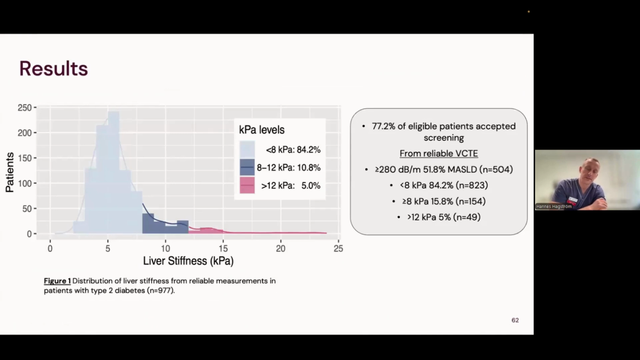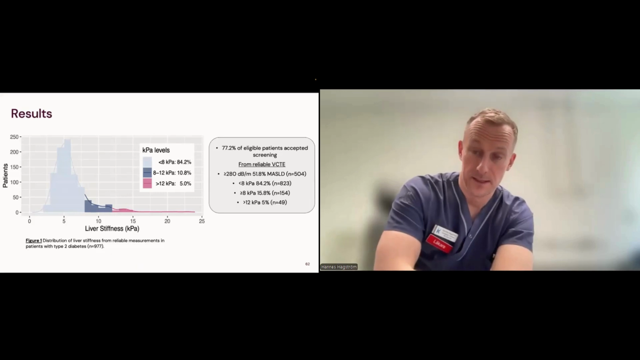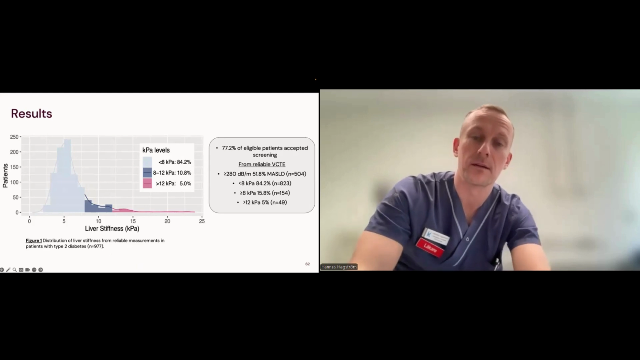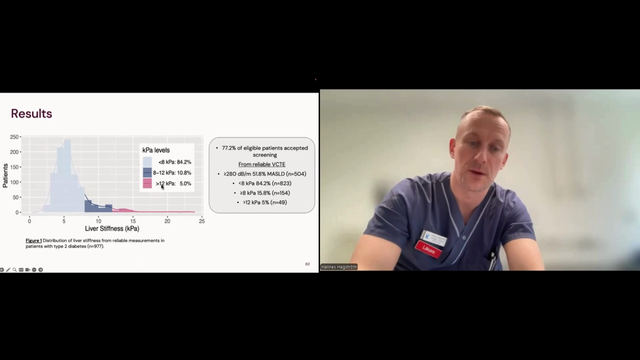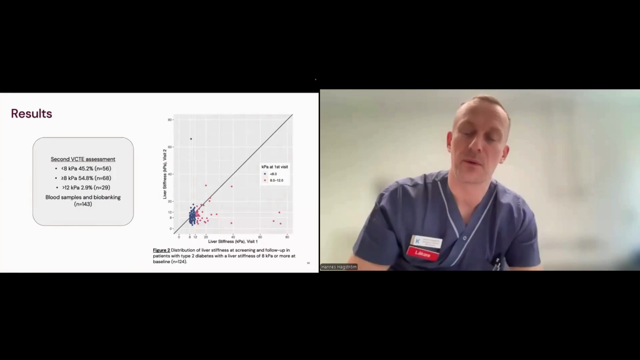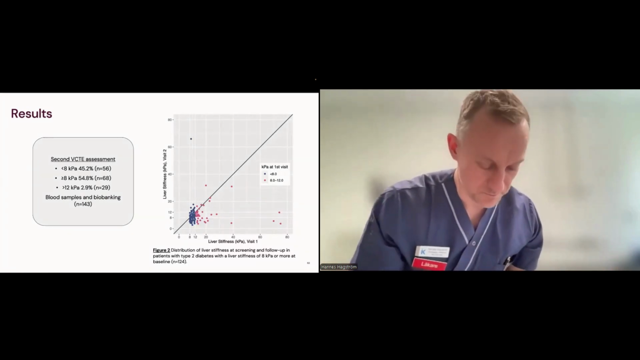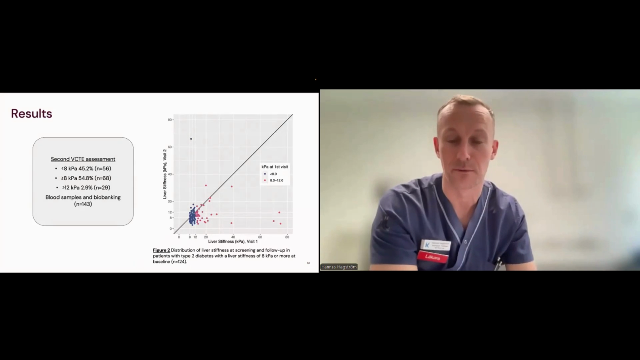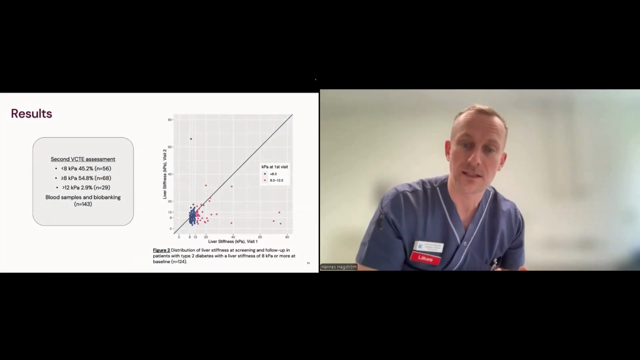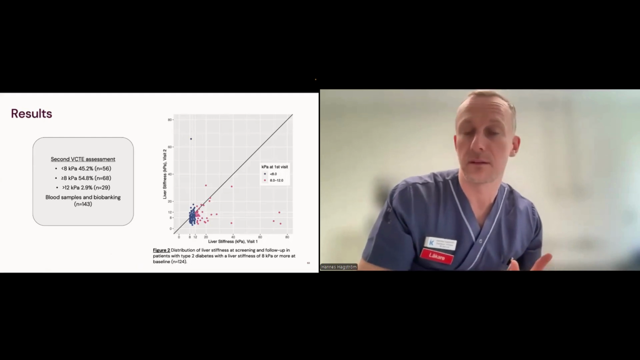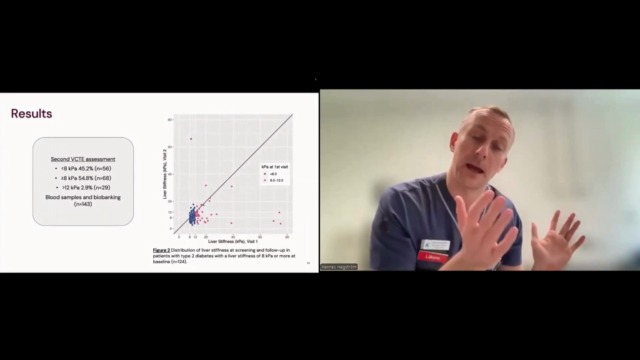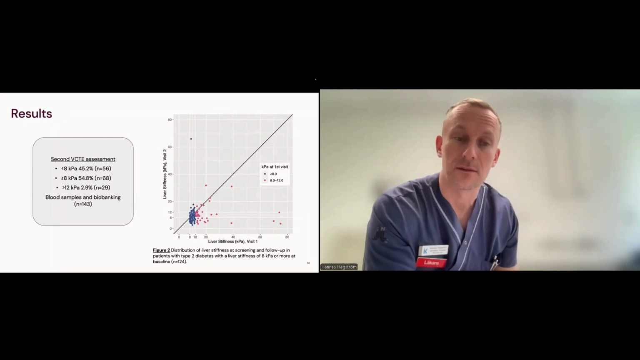So the distribution looks a little bit like this. Around 5% have very high levels, above 12 kilopascal, around 11% is between 8 to 12. But when we do a second exam in these patients, when they are coming back to a hepatology specialist after around 2 to 4 weeks, we can see that there's quite a big spread. So actually, in 45% of our patients who had more than 8 kilopascal at the first visit, they then had a normal liver stiffness at the second visit.